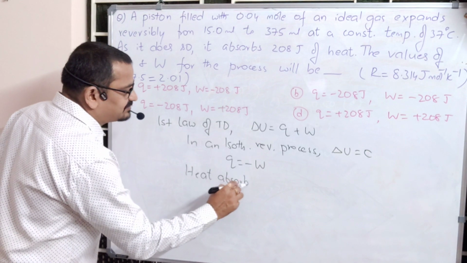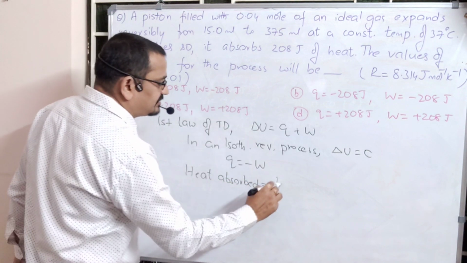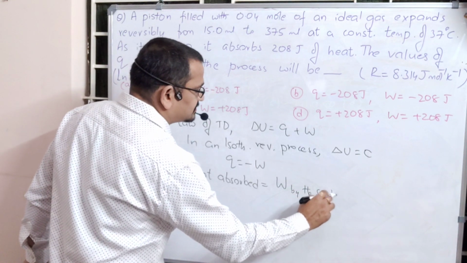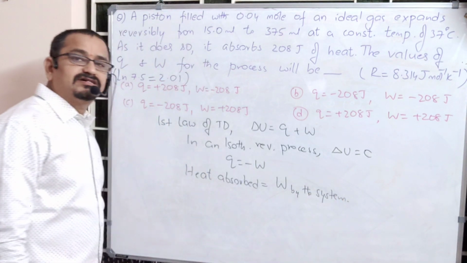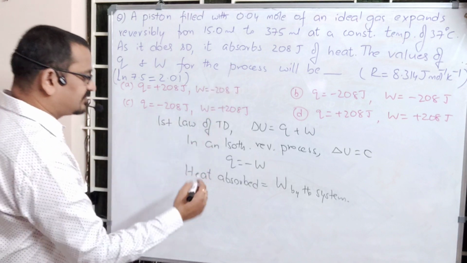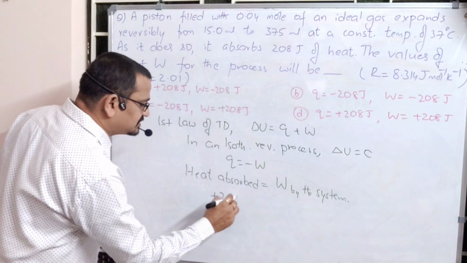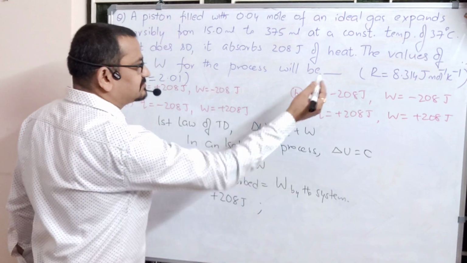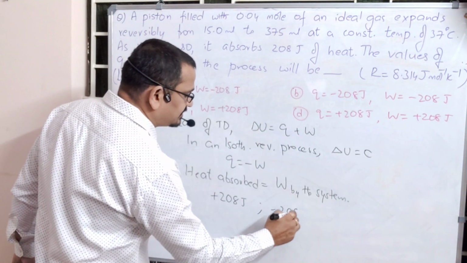That means heat absorbed by the system is equal to work done by the system. What is heat absorbed by the system? Plus 208 joules. Then what is work done by the system? It is minus 208 joules.